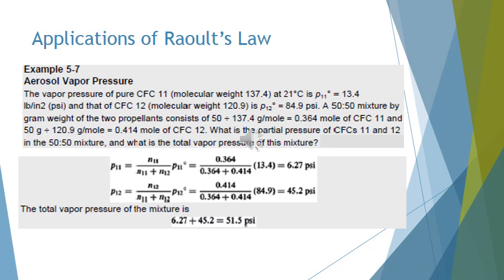And for the second one, we will follow the same procedure. We will calculate the molar fraction of the second propellant and multiply it by the vapor pressure of the second propellant, and then we'll get the partial vapor pressure for the second one. In order to calculate the total vapor pressure of the mixture, we will add the partial vapor pressures of the two propellants. So in this case, the sum of them will be equal to 51.5 PSI.